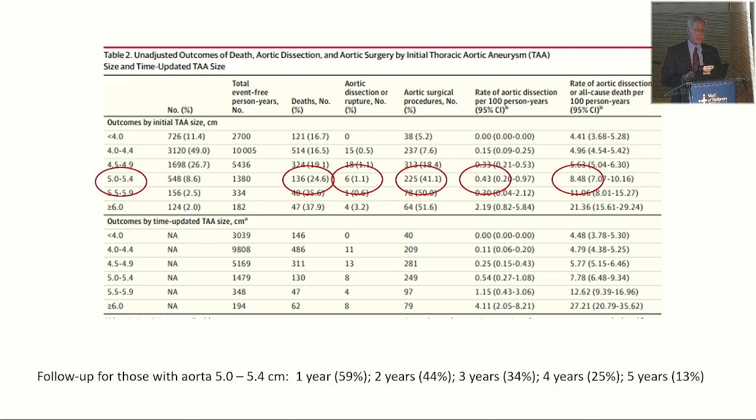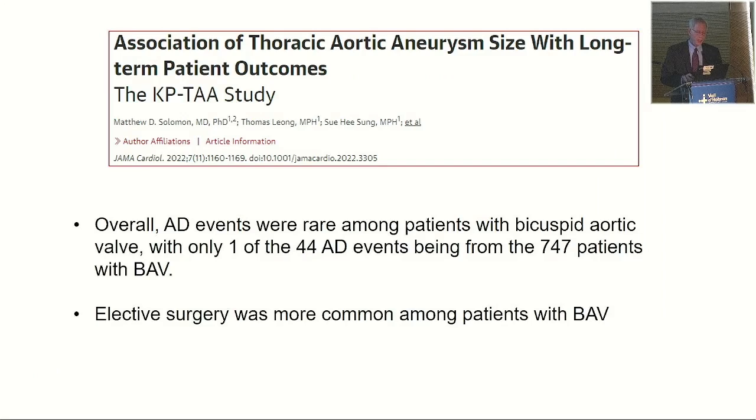And looking at a more granular manner of the individuals in this group between 5 and 5.4 centimeters under watch, a quarter of the patients died, 1% had dissections, 40% had surgery. And if you compared the low risk of 1% of dissection and the high risk, of course, of death at 8%, there's going to be a risk somewhere in that range for people under follow-up to have a poor outcome. And again, looking at the dissection events, they were rare. Amongst the 747 patients with bicuspid valve disease, there was only 1 of 44 aortic dissection events that was a bicuspid valve patient.